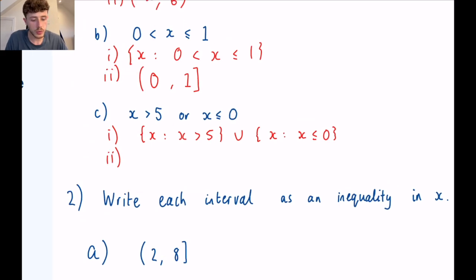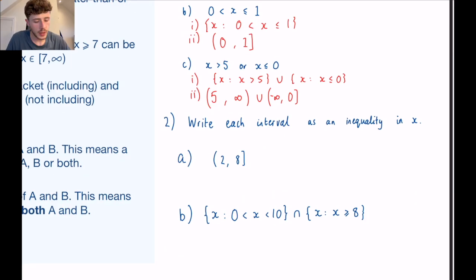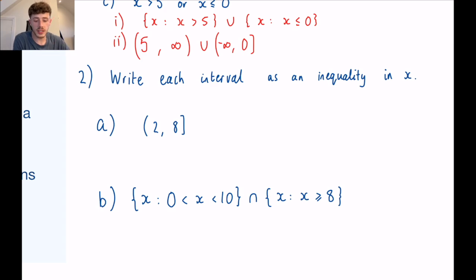And then likewise for this one, we would still be using that union. X is greater than 5, so 5 is going to be our lower bound here with a rounded bracket up to infinity, or x is going to be less than or equal to 0. So 0 is going to be the upper bound with a square bracket and minus infinity in there with a rounded bracket. And moving on to question 2, this is basically doing the reverse.